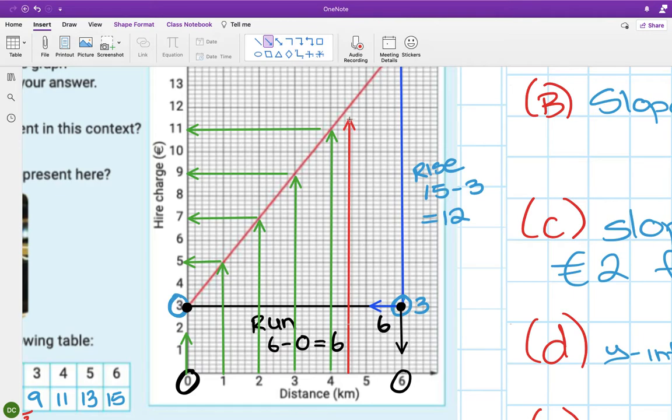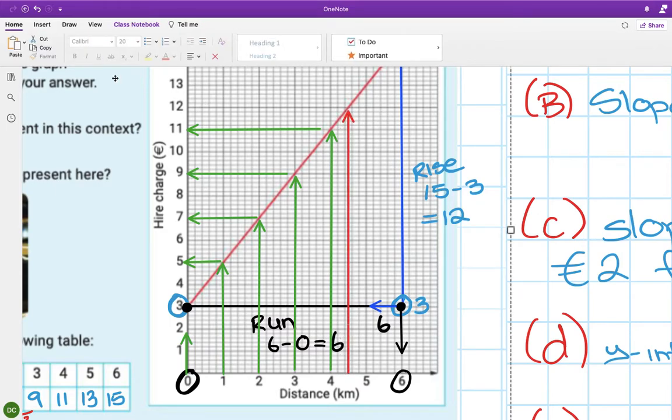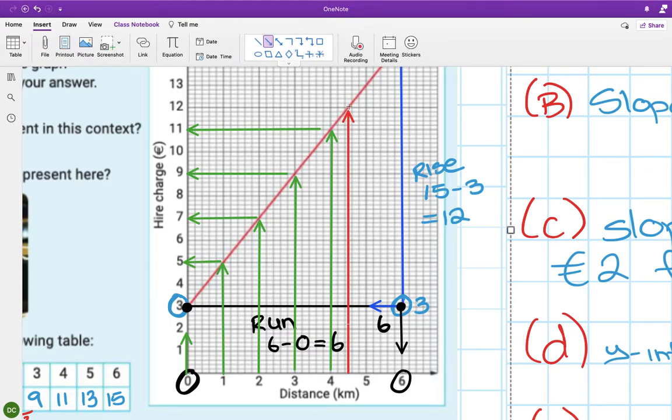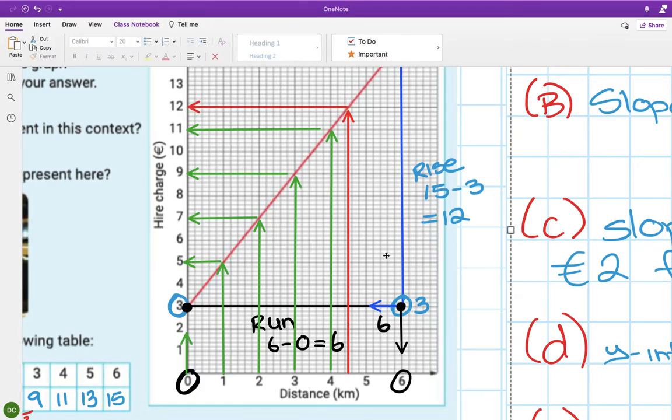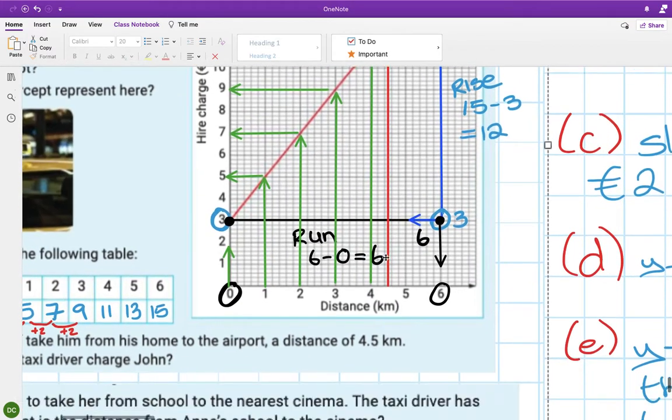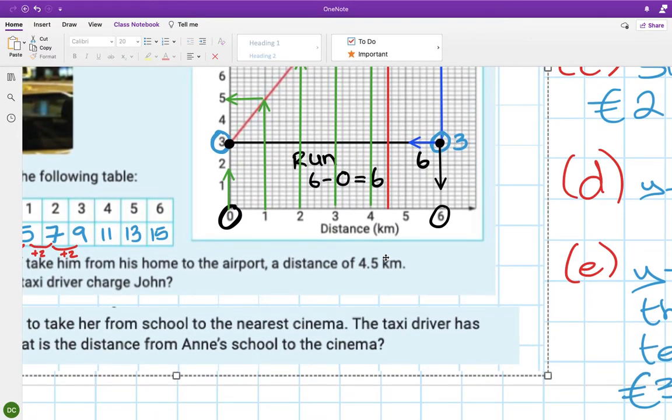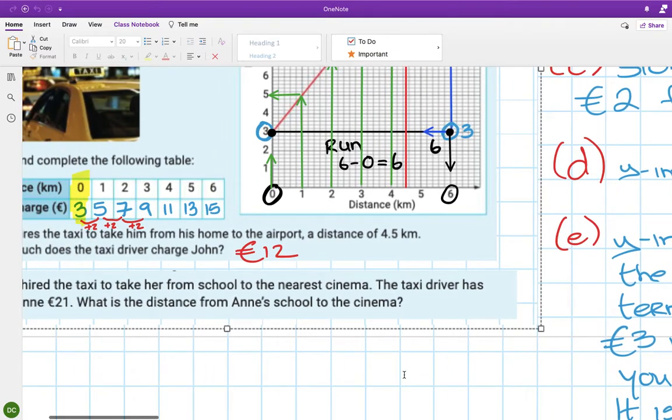Now I need to go up until I hit the graph. Make sure my arrow is straight about there. And then insert an arrow, go across from that point. Don't move. Okay. And that means it's going to cost John €12 to get to the airport. Okay, and the last one.